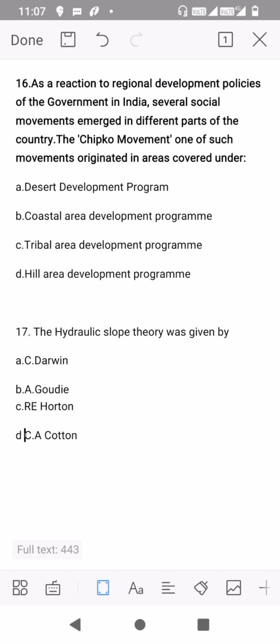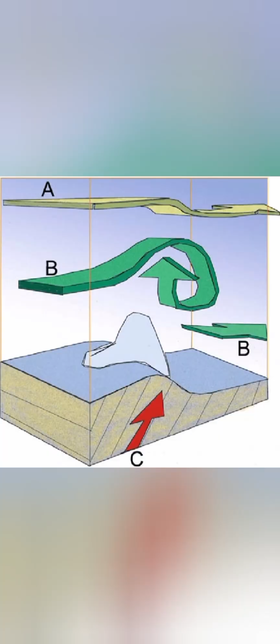The 17th question is: the hydraulic slope theory was given by A. C. Darwin, B. A. Gordy, C. R. E. Horton, and D. C. A. Cotton. And the right option is R. E. Horton. So, the hydraulic slope theory was first introduced by Robert E. Horton in the year 1945.